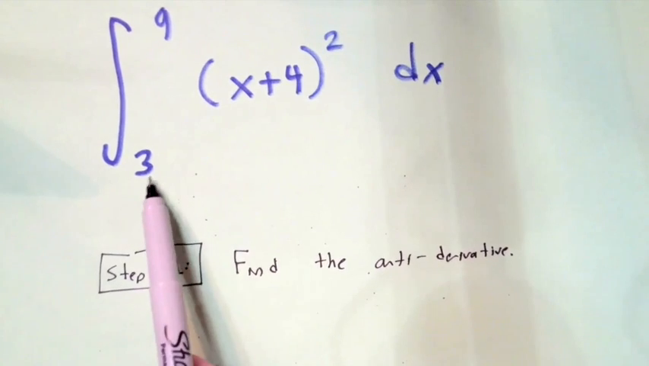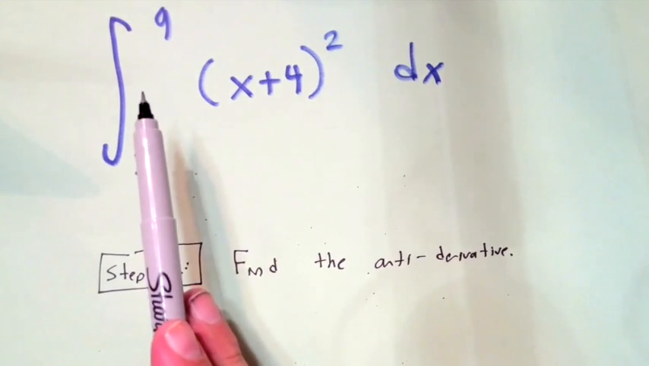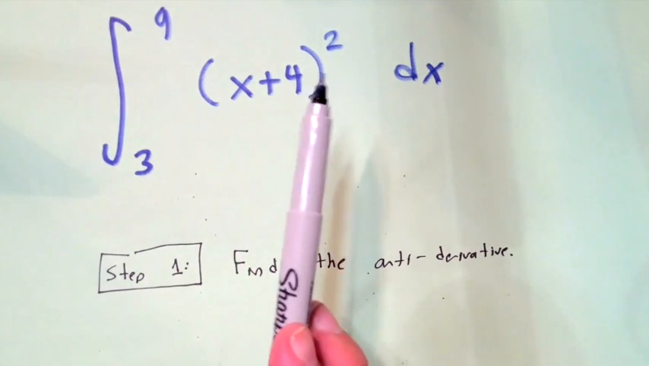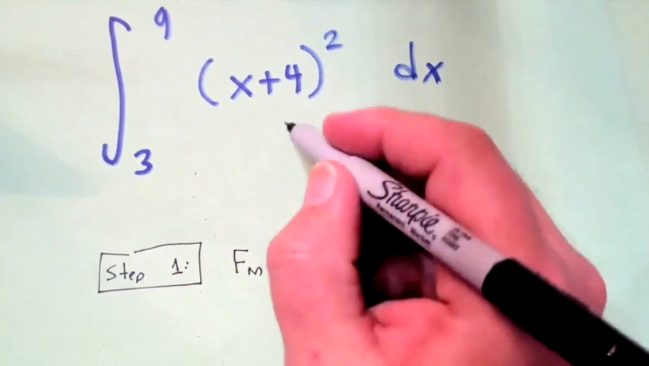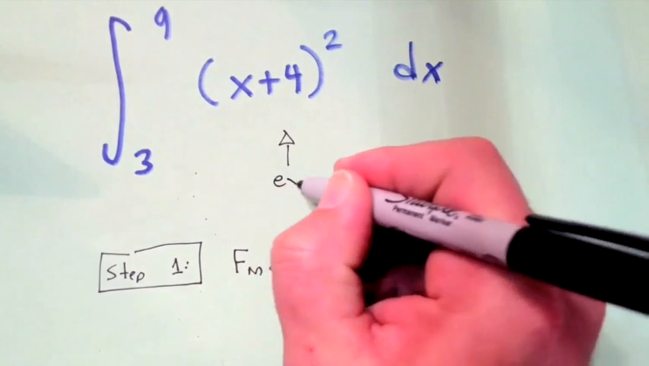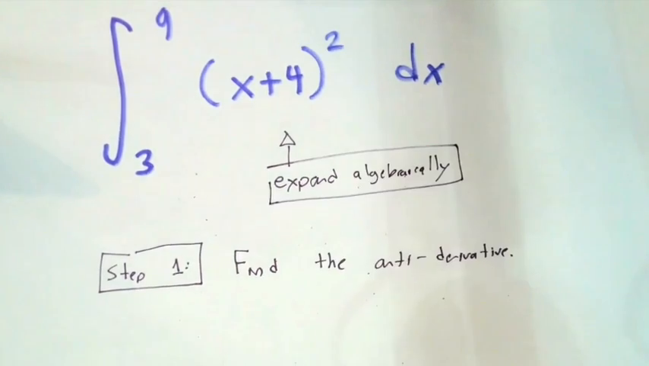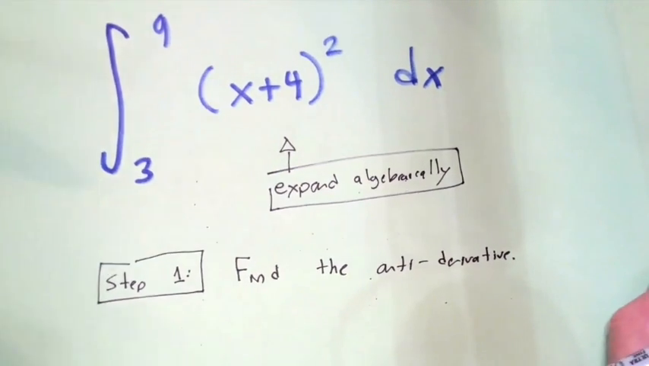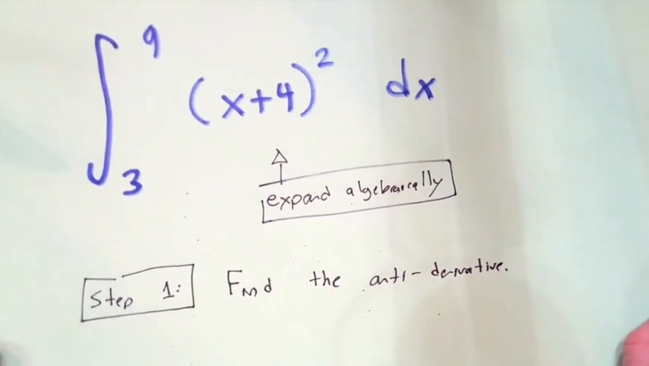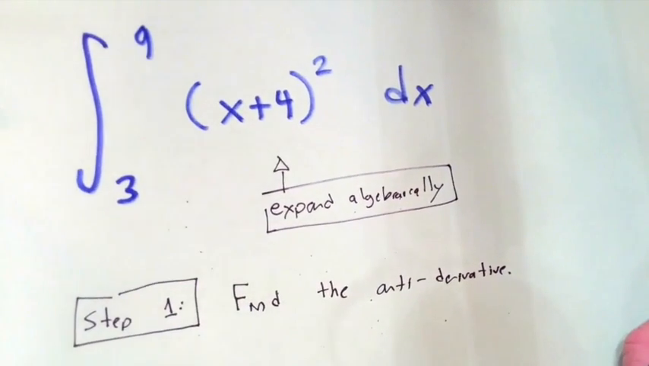So let's look at the definite integral from x equals 3 to 9 of (x plus 4) quantity squared dx. Our first step is to find the antiderivative. It might be possible to do that directly, but instead what I'm going to recommend is that we expand this algebraically. The reason is we probably know at least one antiderivative rule by heart, or we can convince ourselves that this one antiderivative rule is true.